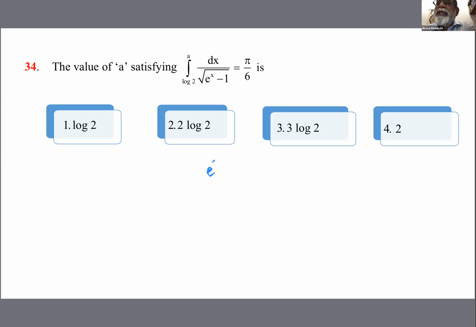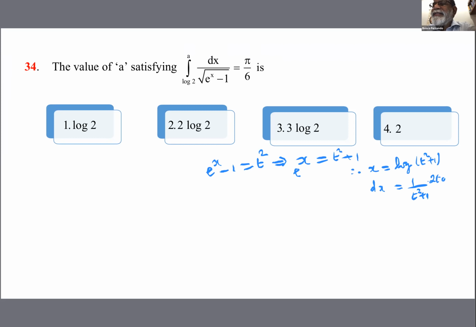So put e power x minus 1 is equal to t squared. This will imply e to the power x is equal to t squared plus 1. Therefore, x is equal to logarithm of t squared plus 1. So dx is equal to 1 by t squared plus 1 into 2t dt. This is the differential.